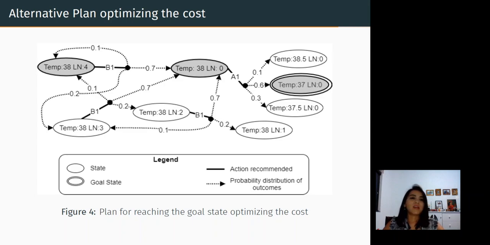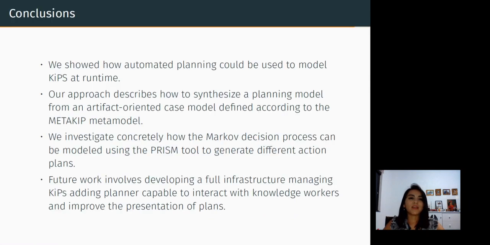As we could see, this is the alternative plan for optimizing the cost. We could also optimize the time or the life expectancy, as I said before. In that way, we could give the knowledge worker different alternatives to choose from to treat this unexpected situation. As a concluding remark, we could say that we show how automated planning techniques could be used to model knowledge-intensive processes at runtime.